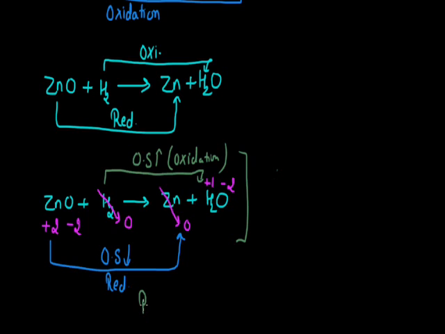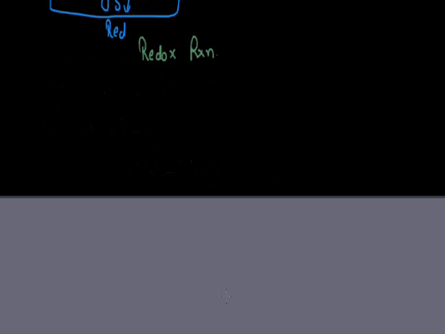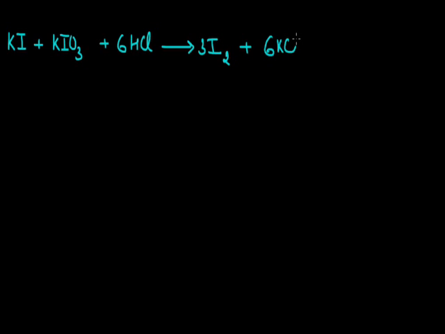So it is an example of redox reaction. Now, if I take a more complicated example of this redox reaction, potassium iodide, that is KI, reacts with KIO3, potassium iodate, and 6 molecules of HCl on the reactant side. By the reaction it is converted into iodine: 3 molecules of iodine are produced, 6 molecules of KCl will be produced, and in this reaction 3 molecules of water will also be there.